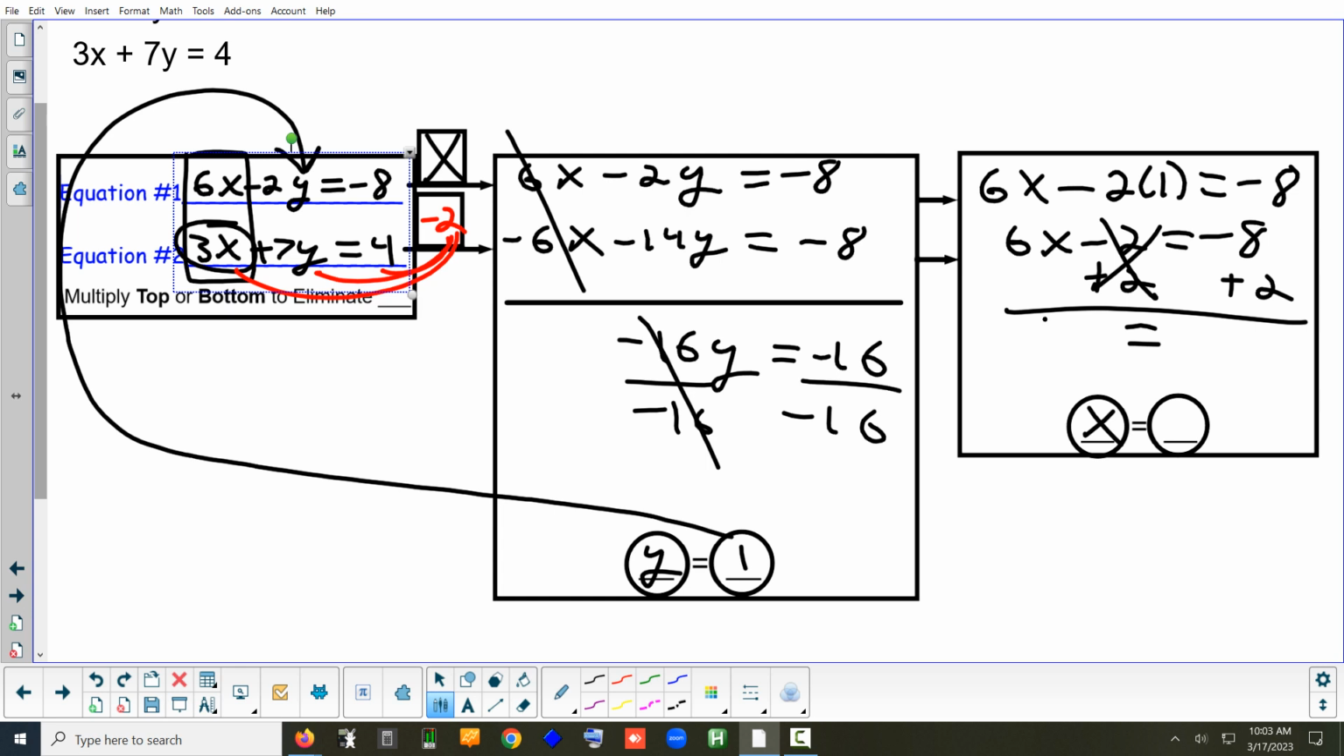Oh no. 6x. So on the left side we have 6x, and what about on the right side, Natalie?